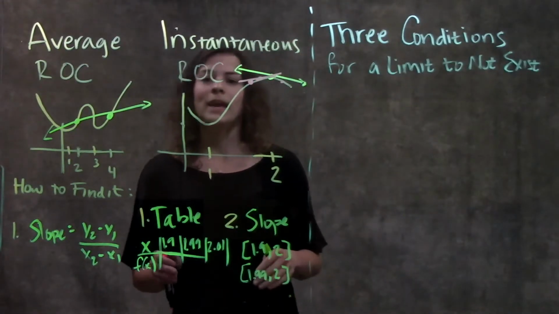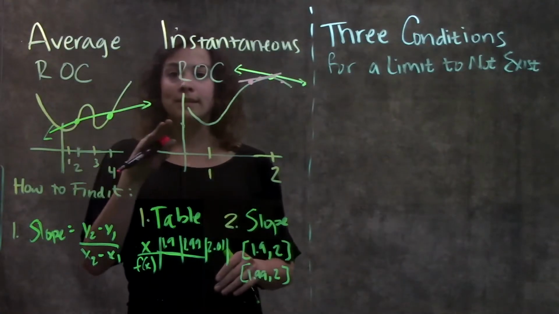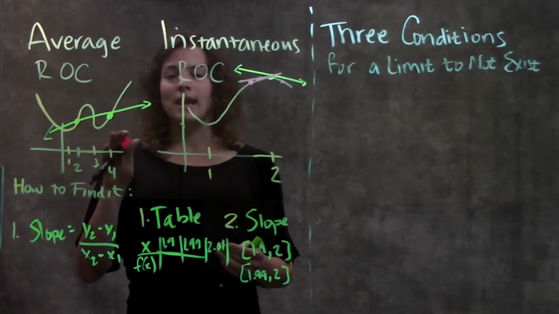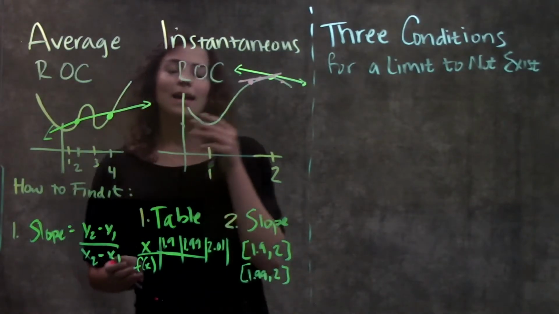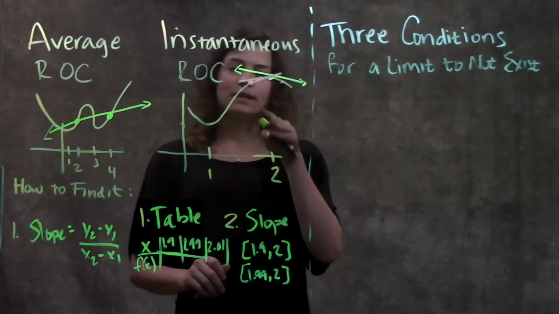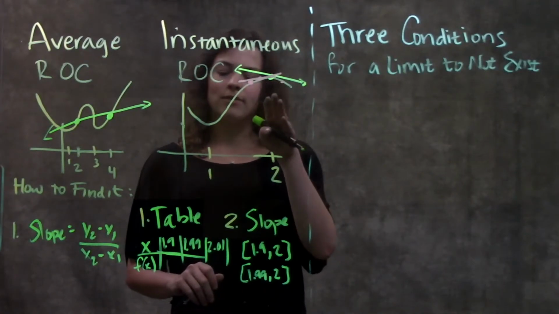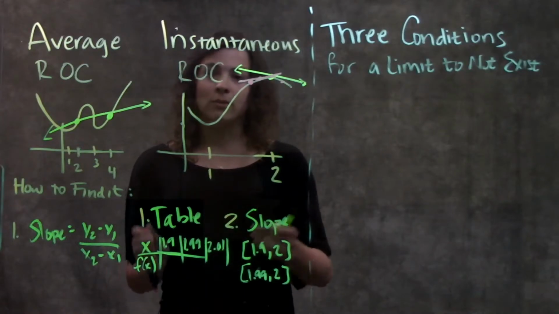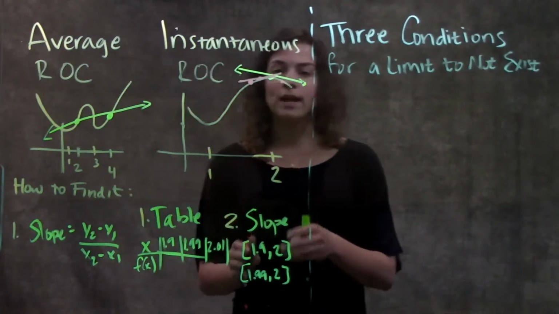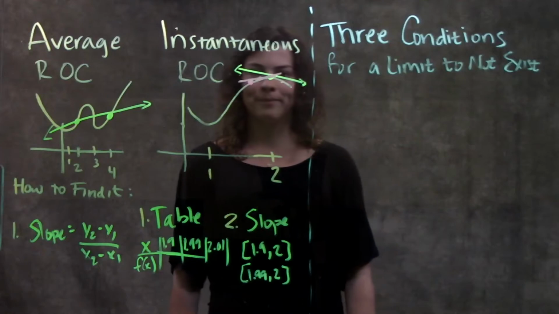So brief recap, average rate of change is represented by a secant line on the graph. To calculate average rate of change, you just use a slope formula between those 2 points. Instantaneous rate of change is represented by a tangent line on the graph, and you estimate that by making a table of x values approaching your point of interest, and then finding slope between all those values.